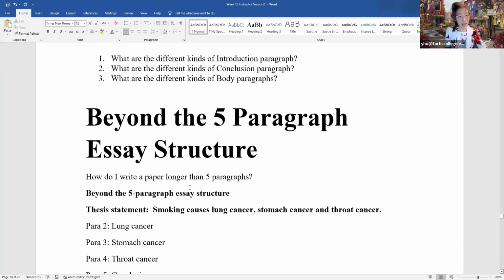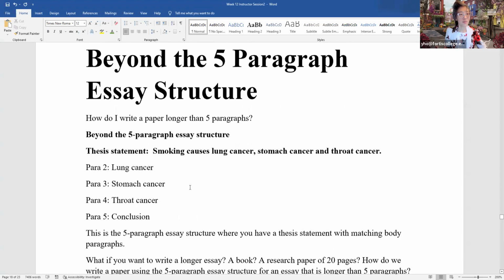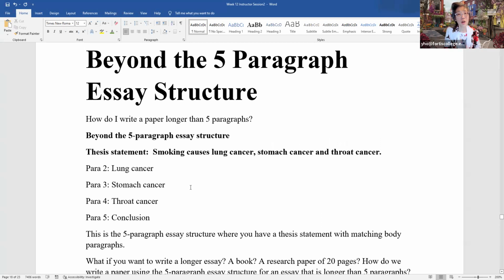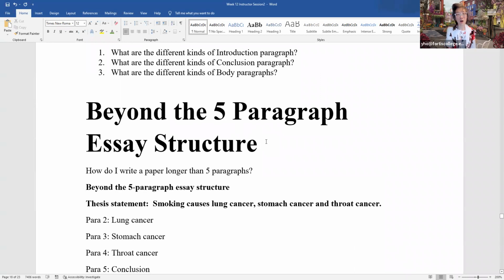So, do you have any questions? No. So here, if you want to write a paper that's longer than 5 paragraphs, here you could have smoking causes lung cancer, stomach cancer, and throat cancer. So before I tell you the answer, Lisa, how do I transform a 5-paragraph essay into a book? Or into something longer?